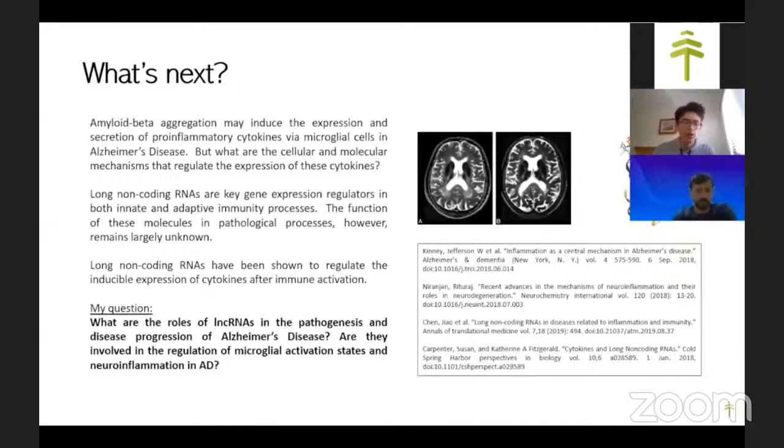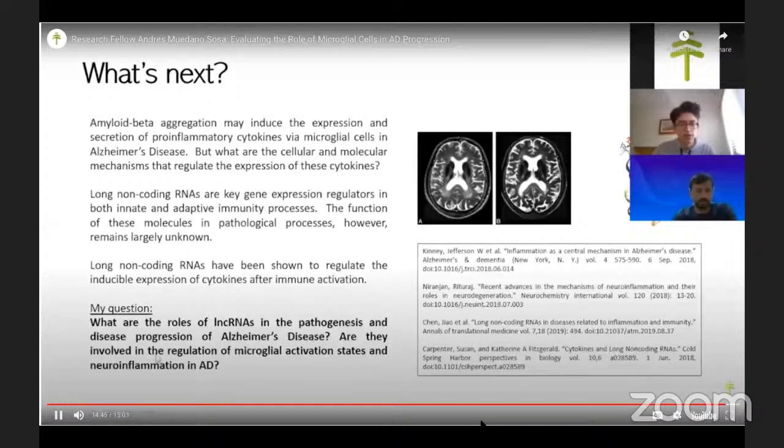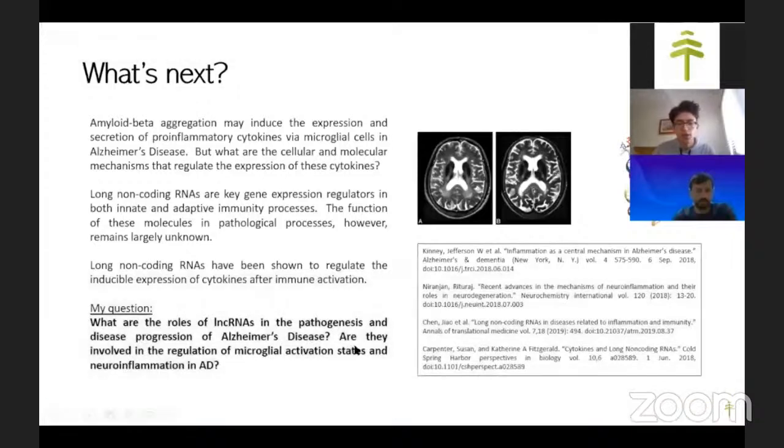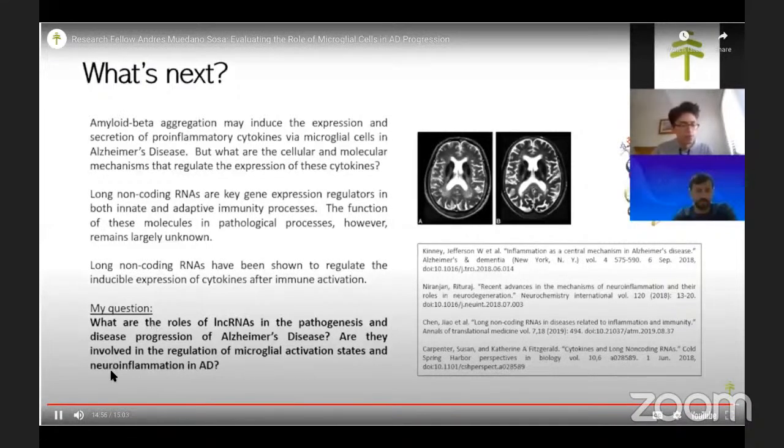So now I want to answer this question. What are the roles of long non-coding RNAs in the pathogenesis and disease progression of Alzheimer's disease? Are they involved in the regulation of microglial activation states and neuroinflammation in Alzheimer's disease? So that is all. Thank you for your attention.